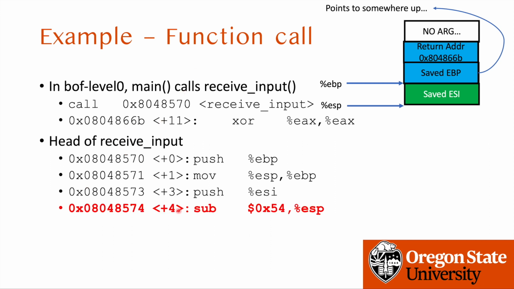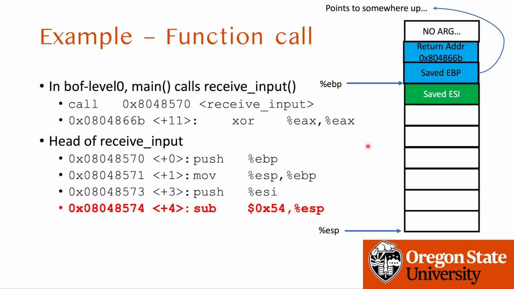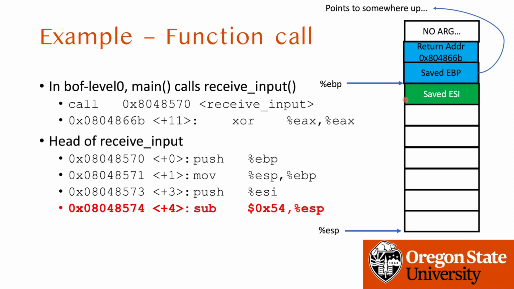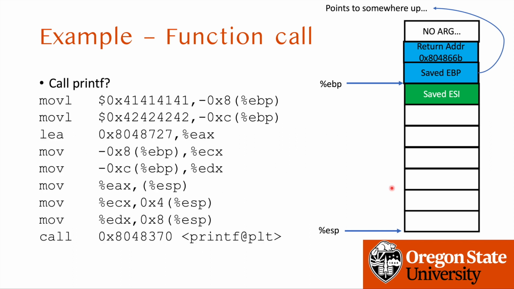The next prologue instruction of the function is sub ESP, 0x54, and what it does is reserve stack space for local variables and argument passing. ESP is now here, and subtracting 0x54 creates several blocks, so we can reserve the stack for the local variables. Next, let's continue to see how a function call in this receive input function works.